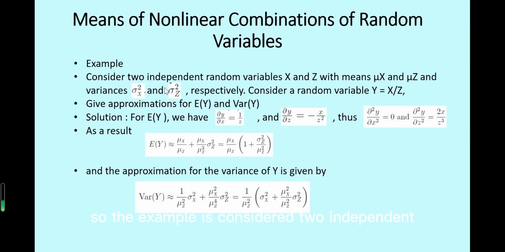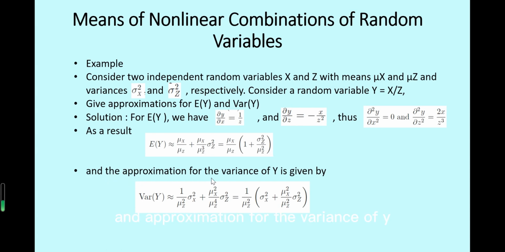The example is to consider two independent random variables x and z with means mu x and mu z, and variances sigma x squared and sigma z squared respectively. Then consider a random variable y equals x divided by z. The question is to give approximations for E(Y) and variance of Y. The solution is, first, we calculate the first derivatives of y over x and y over z, and the second derivatives of y over x and y over z. Then we fill these into the formula for the approximation of E(Y). We get E(Y) equals the mean of x divided by the mean of z, times 1 plus sigma z squared divided by mu z squared.